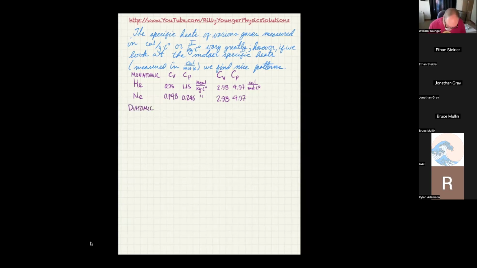we could look at, for instance, N2 and O2. And in this case, I get 0.177 and 0.248, again with the same units. And for O2, I get 0.155 and 0.218, again with the same units.